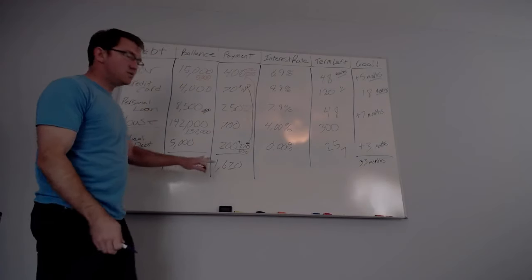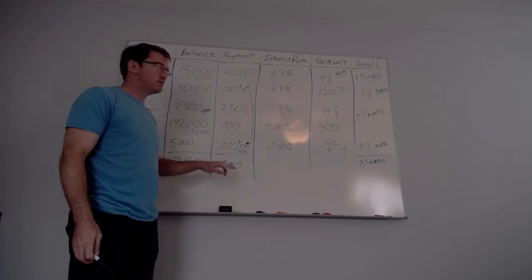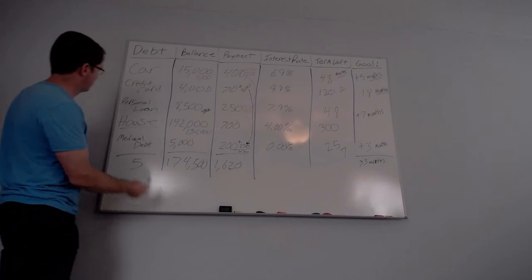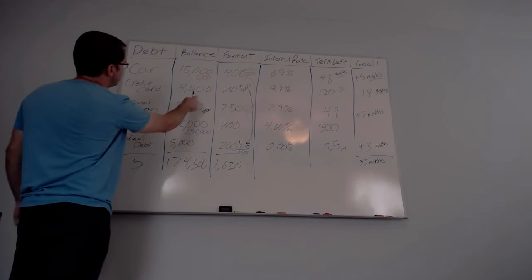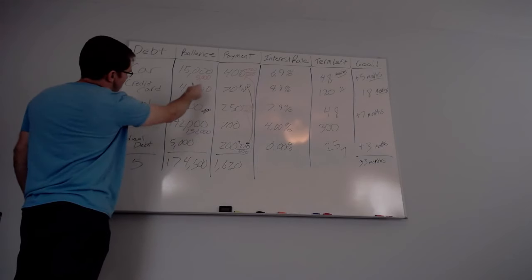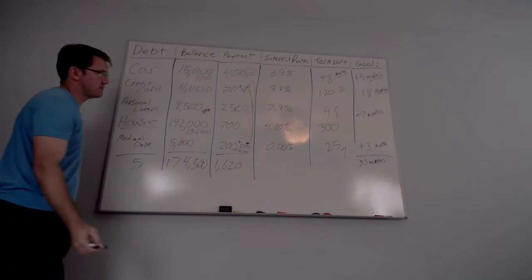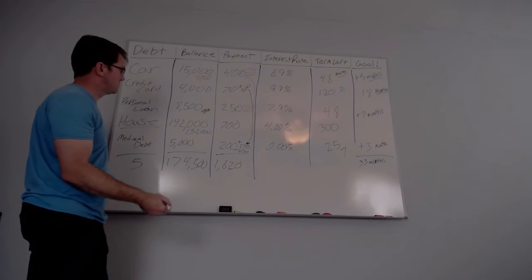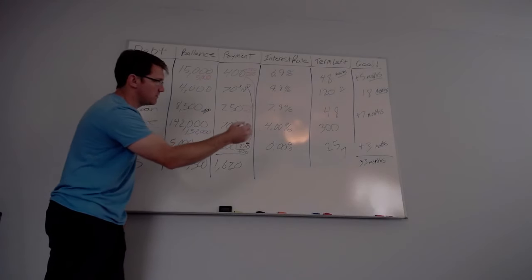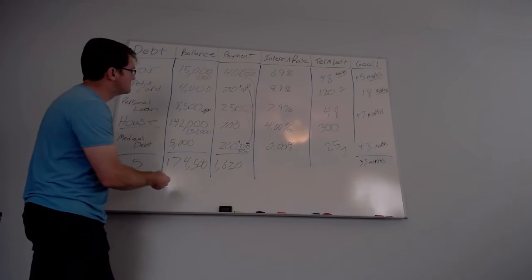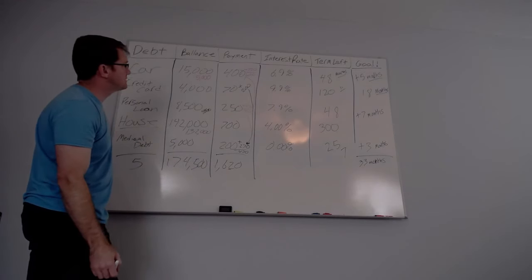But if you're just doing $200 a month extra, how much was that? 524. Let's see. Yeah, 24,000, 32,500. 32,500 paid off in 33 months. You're paying off almost $1,000 in debt every month. Makes sense to me.